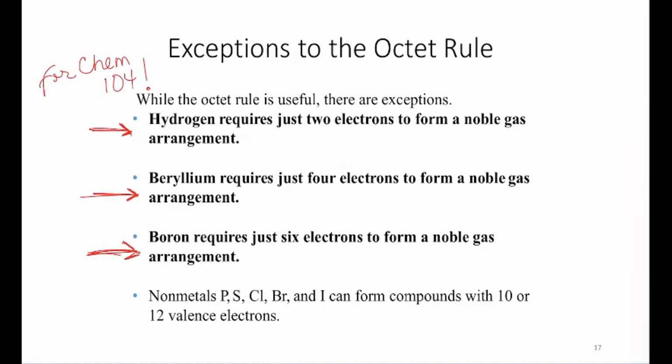Hydrogen only wants 2 electrons, okay? So if you draw a line to hydrogen, you're done. Hydrogen doesn't want anything else. Hydrogen doesn't like lone pairs if it's sharing electrons already. So understand that hydrogen needs 2. Beryllium, which is the exception of group 2A, beryllium makes covalent compounds, not ionic. It only needs 4 electrons in order to form its noble gas configuration. Boron only wants 6 electrons.